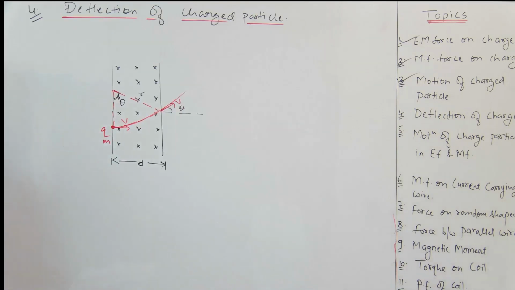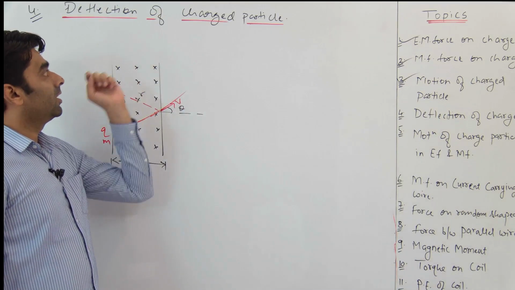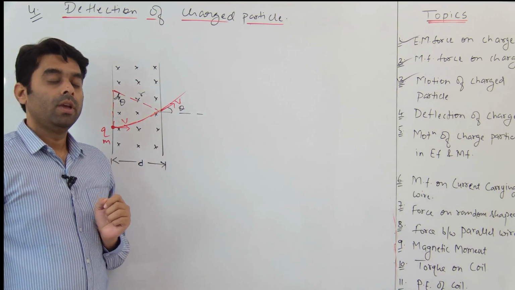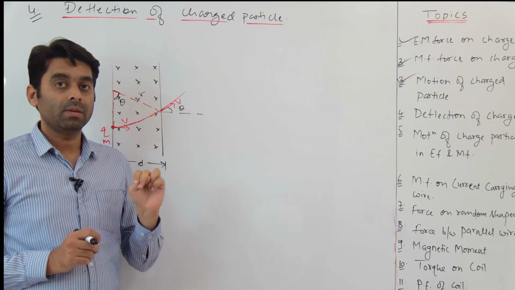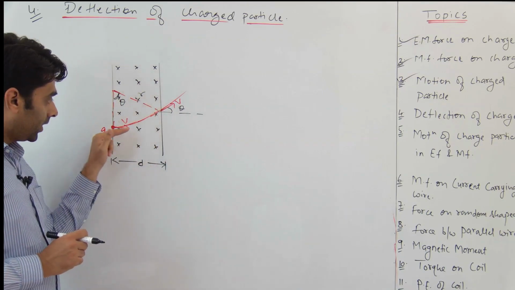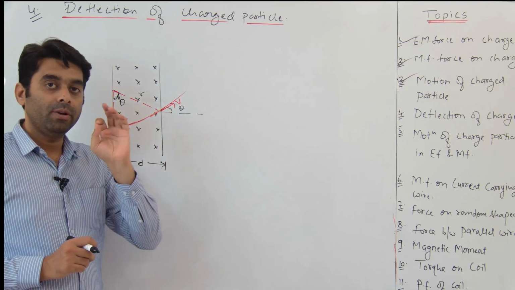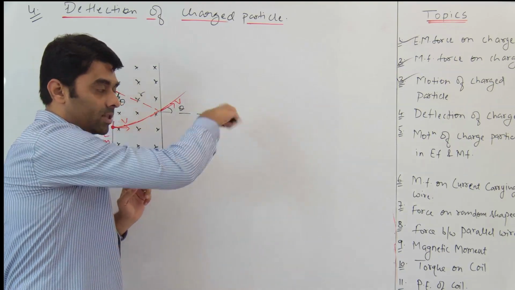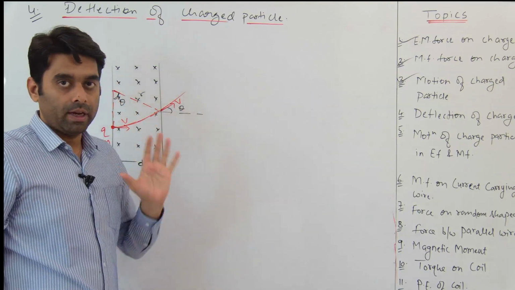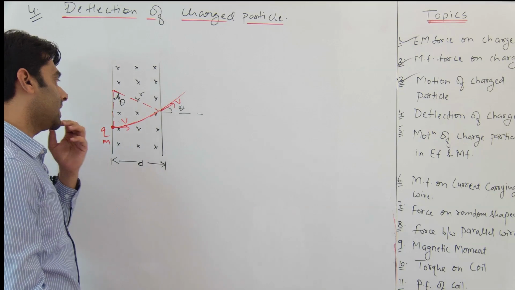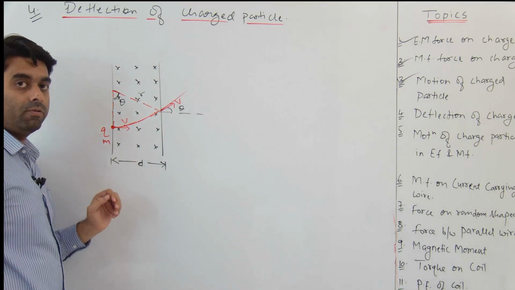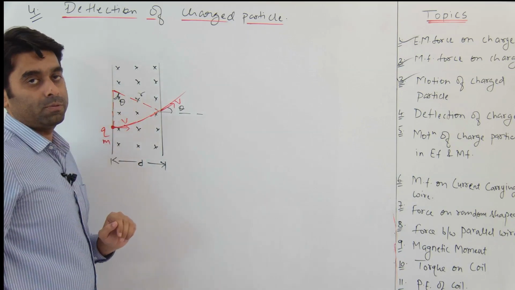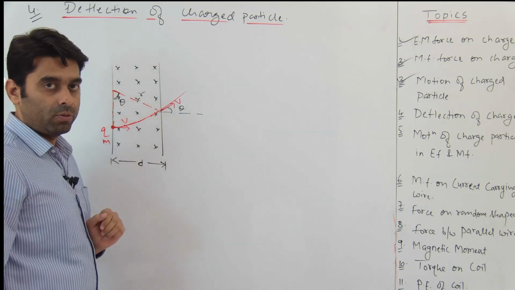Okay. So the topic we are discussing now is deflection of a charged particle. What do we mean over here? In the last topic, in case number 2, we saw that when the velocity of the particle is perpendicular to the magnetic field, it performs a circular motion, right? So that is what we are taking forward. Let's consider a situation where a particle having mass m, charge q, is moving with velocity v, and the velocity is perpendicular to the magnetic field.